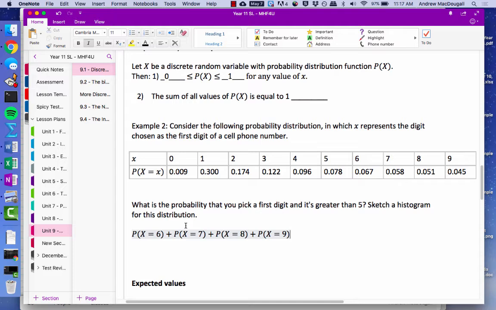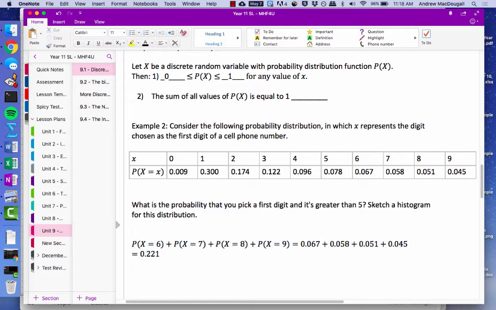Right? And we can get the total probability just by adding up all these numbers. So 6 is 0.067, 7 is 0.058, 8 is 0.051, and 9 is 0.045. Okay, and I'll punch these in my calculator. This is 0.067 plus 0.058 plus 0.051 plus 0.045, and I get 0.221. So worldwide, there's a 0.221 chance that a randomly selected cell phone number starts with a number higher than 5.